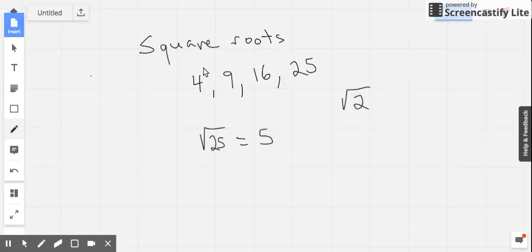So we have our perfect squares like 4, 9, 16, 25, but it's important to note that every number can have a square root. In fact, not just numbers, but expressions and terms can have square roots too. The square root of 4x squared, for instance. This is a perfect square term, and the square root of this is 2x, which is to say 2x times 2x would produce 4x squared. So those are square roots.